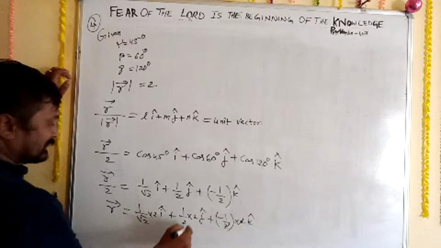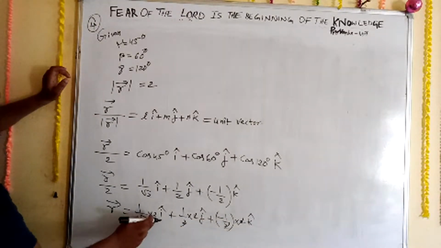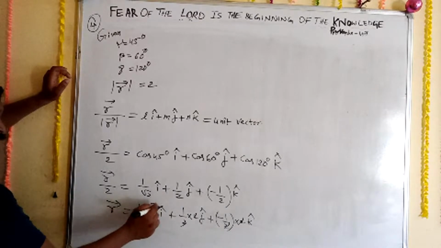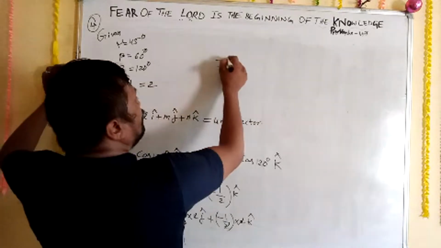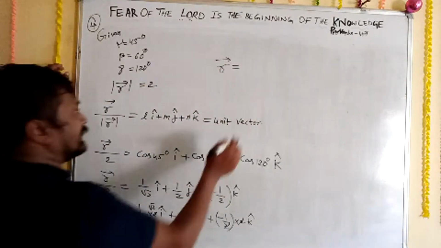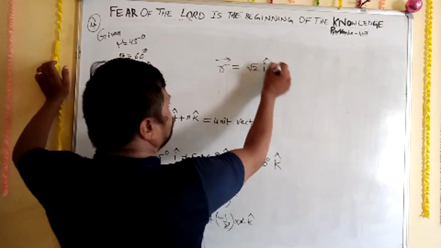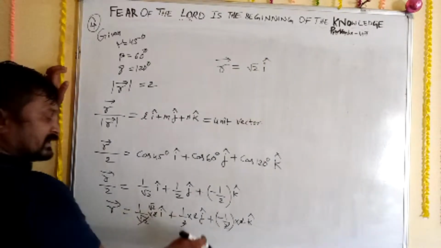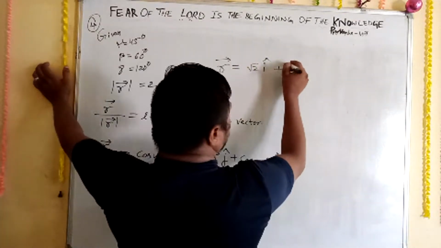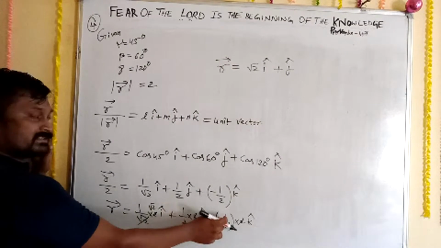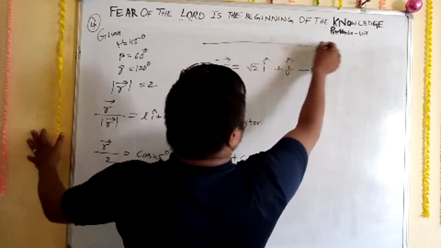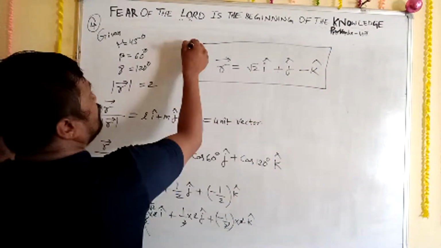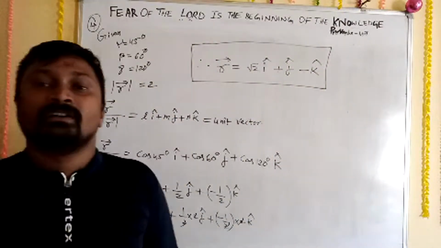The 2s get cancelled. We can write 2 as root 2 into root 2, so root 2 into root 2 is 2. So at last we write r vector is equal to root 2 i cap, then plus j cap, then take carefully here, plus into minus gives minus k cap. So at last your answer is r vector equals root 2 i cap plus j cap minus k cap.